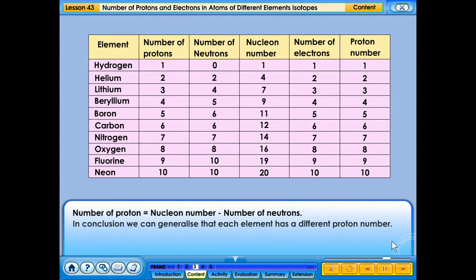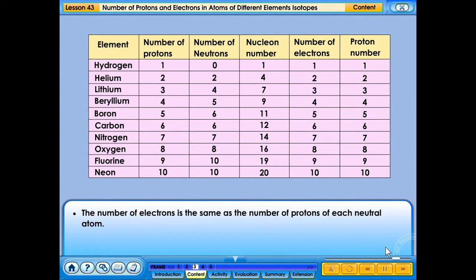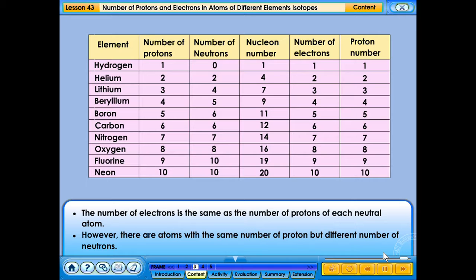In conclusion, we can generalize that each element has a different proton number. The number of electrons is the same as the number of protons of each neutral atom. However, there are atoms with the same number of protons but different number of neutrons.